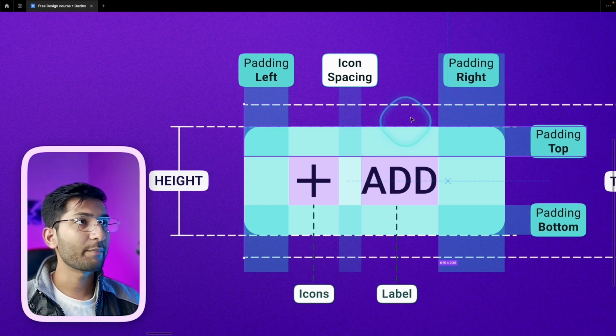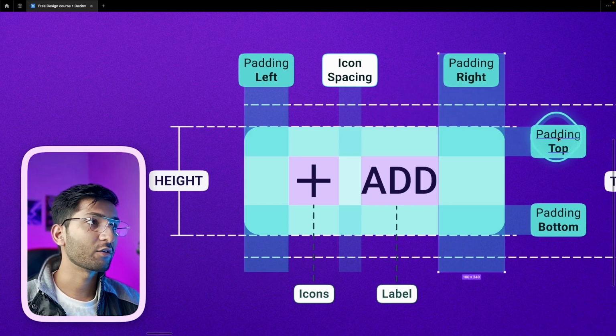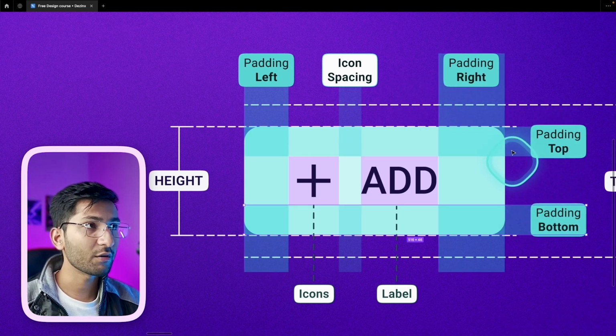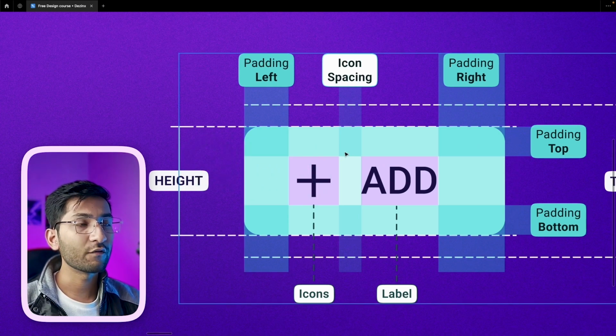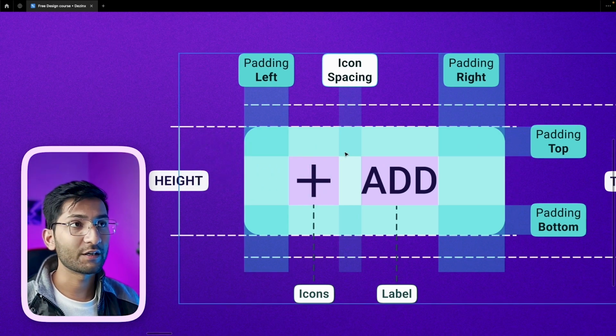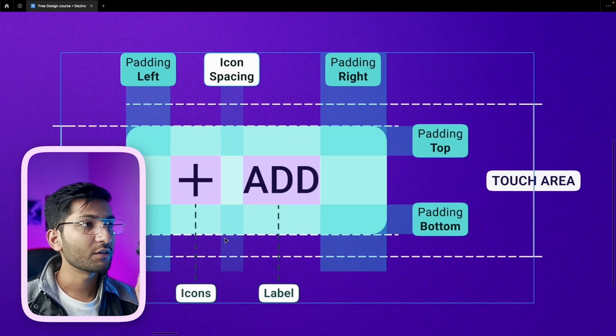And next thing we have is the padding. We have the left padding, right padding, top padding and bottom padding. Now top and bottom padding is not that important because we fix the height of the button, and I will tell you at the end of the video what the padding or the size of the button should be. Now next very important thing we have is the touch area.